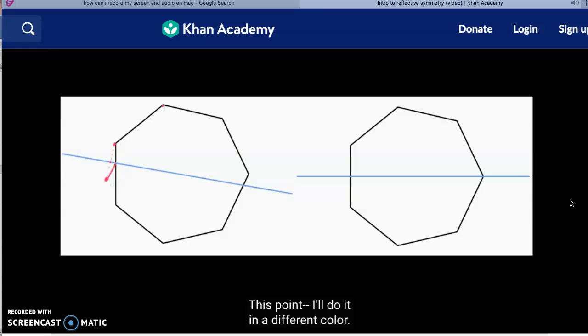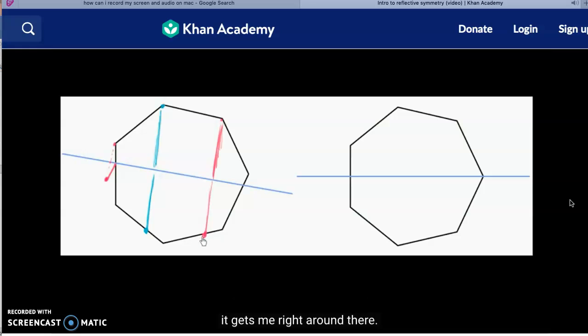This point, do a different color. This point, if you were to reflect it across this blue line, make sure I can do that relatively straight. So if you go about that distance, and I want to go straight down into the blue line, and say I'm going to go the same distance on the other side, it gets me to right around there. And then this point over here, if I were to drop it straight down, then go the same distance on the other side, it gets me right around there. And then finally this point gets me right around there.